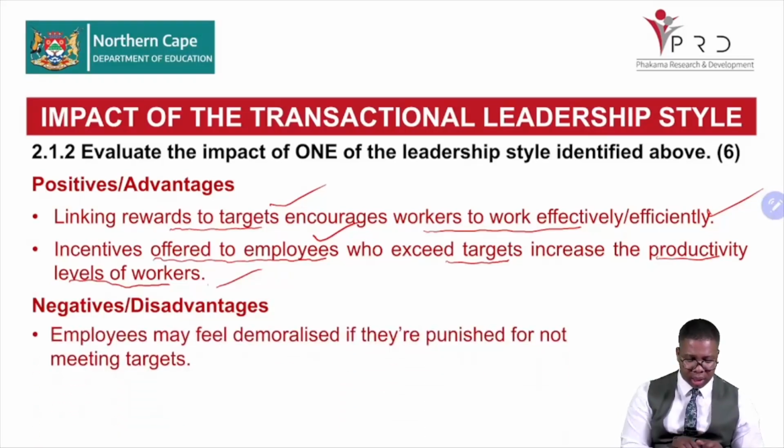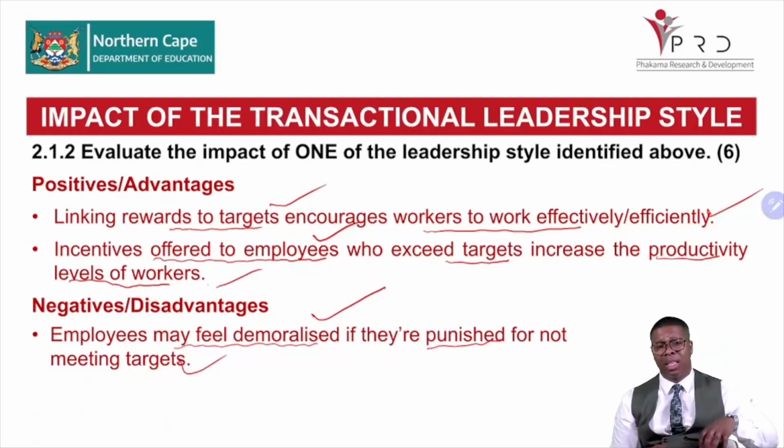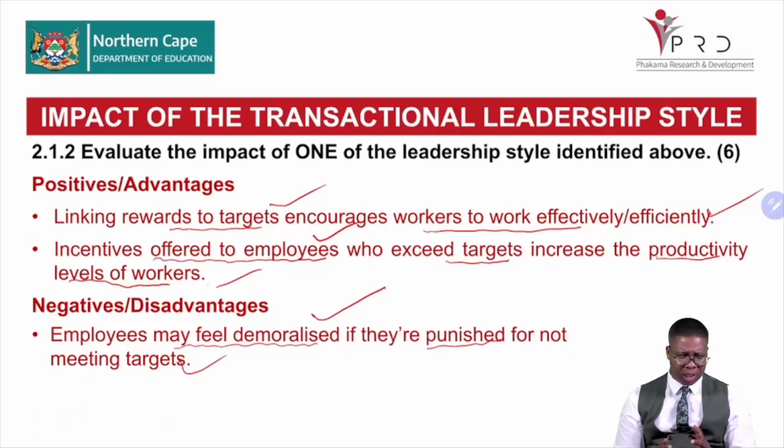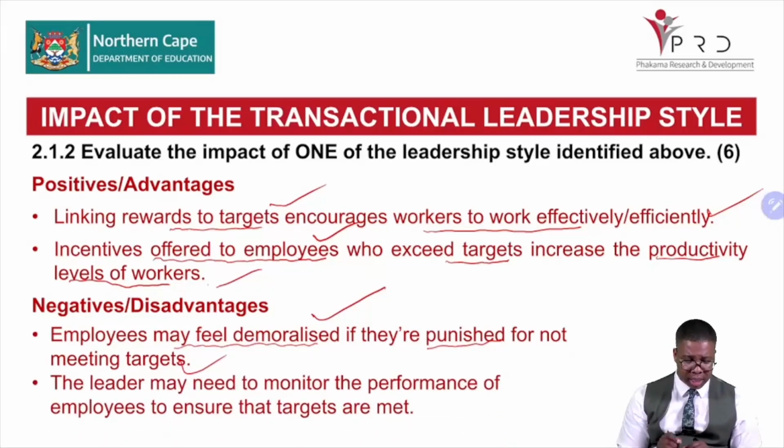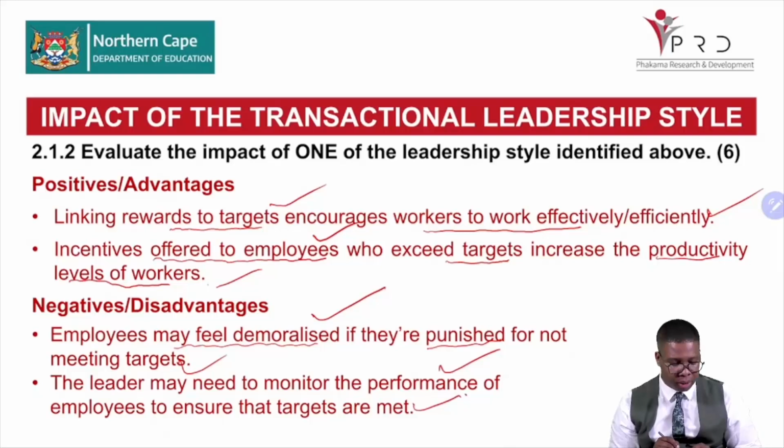But when you look into the negatives, employees may feel demoralized if they are punished for not meeting the what? Target. So that is the disadvantages. Some of the employees will be working very hard, but they might be slow by nature, which can then be a demotivating factor over there. And then another negative is that the leader may need to monitor the performance of employees to ensure that targets are met. So that's how then you go about the negative.